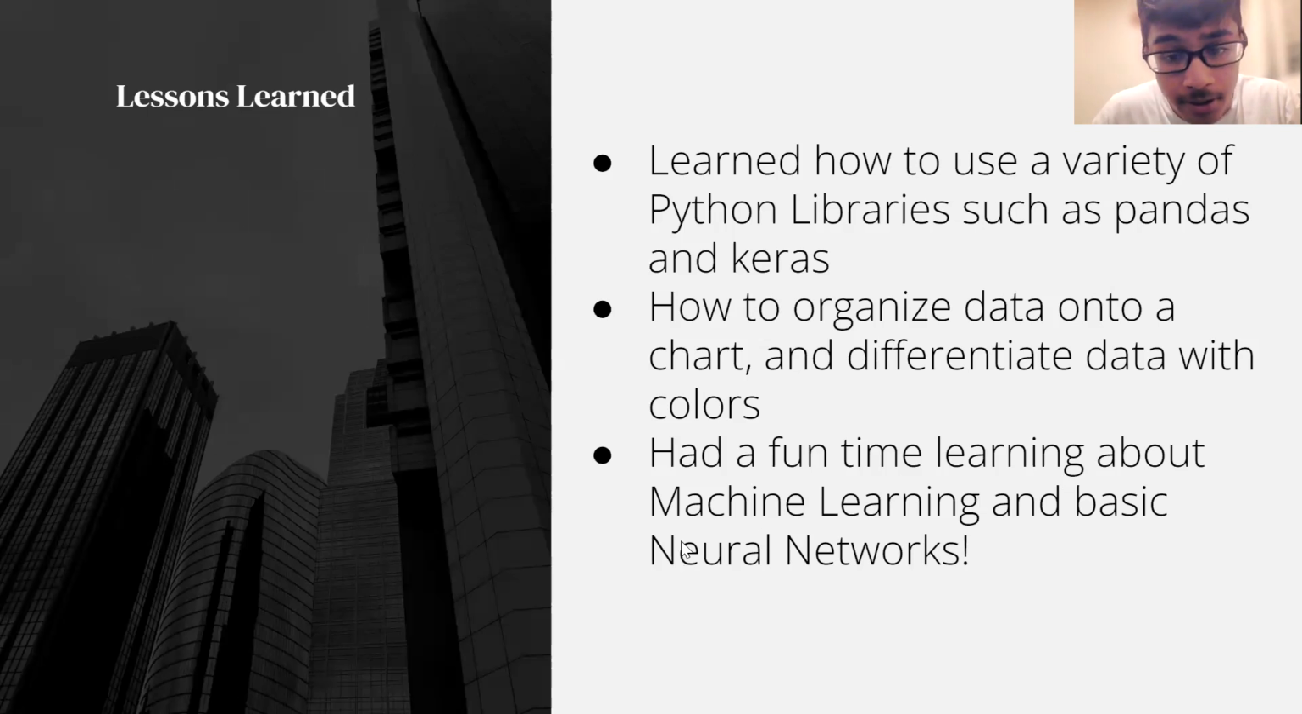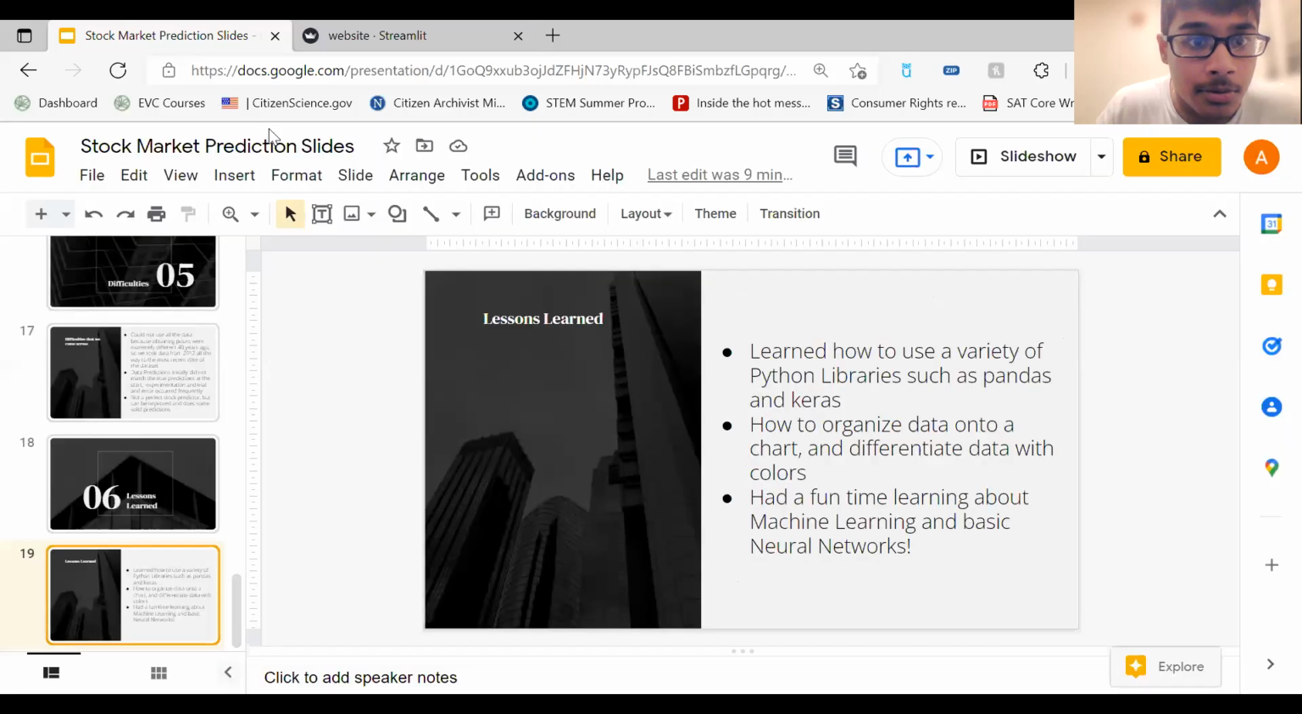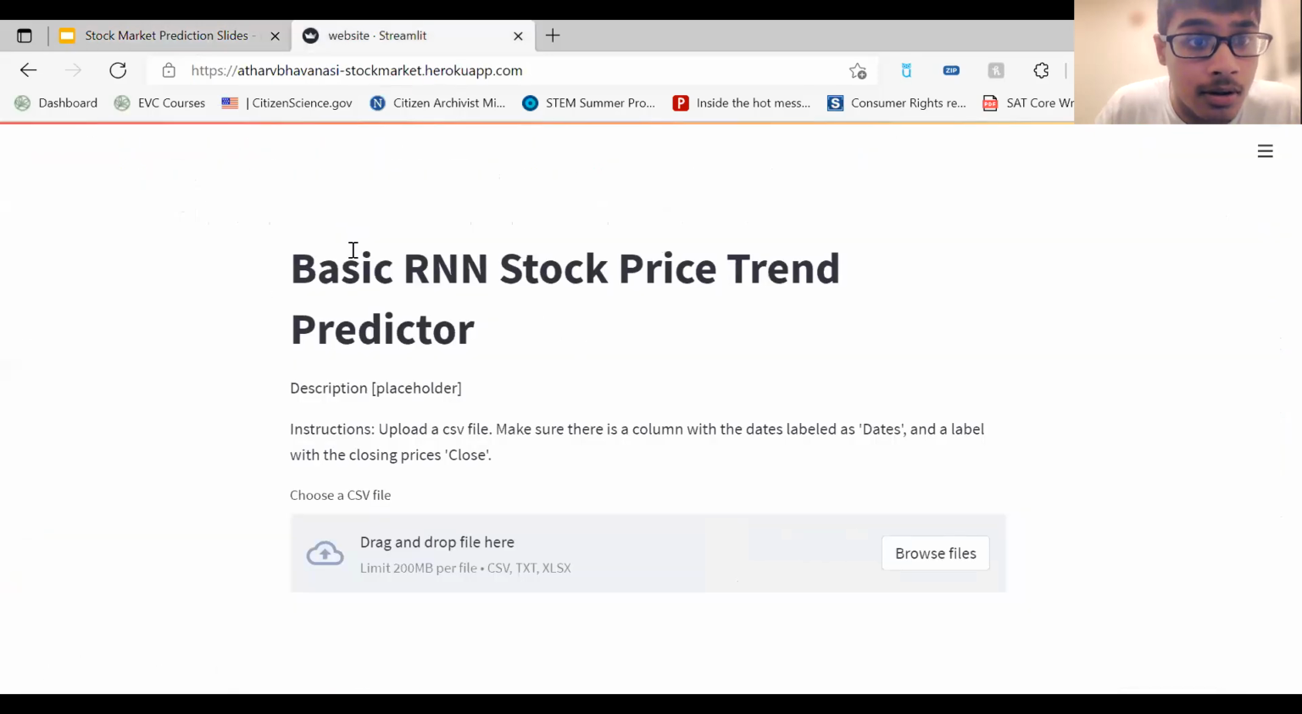All right, so now we're going to go over a demo of the program. So here we go into our stock prediction app now. And as you can see here, we need to upload a CSV file, a TXT, or an XLSX file, and we need to have a column with dates and a label with the closing prices.